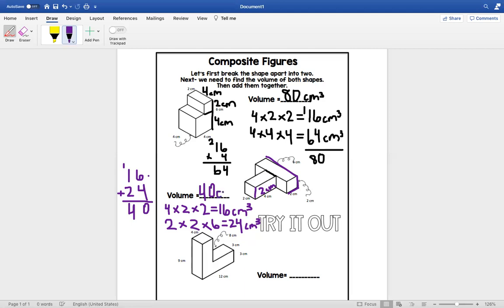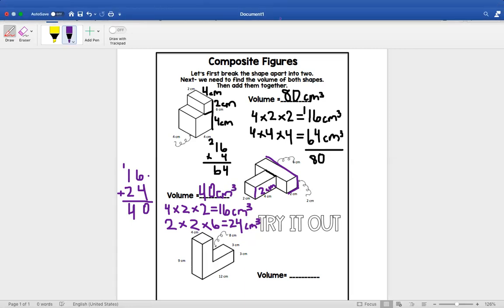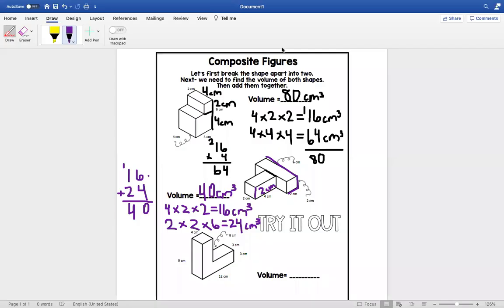Remember, to find the volume of composite figures, you break the shape into 2, and then you multiply the length, width, and height of each of your shapes to find the volume. You will have 2 different volumes since you're finding the volume of 2 shapes. When you add those together, you will have the answer to the volume of the whole composite figure.